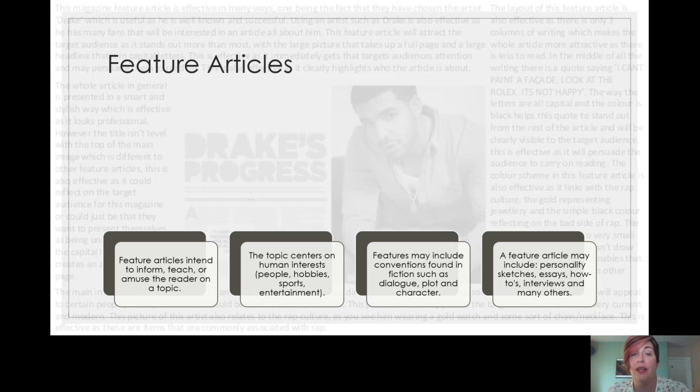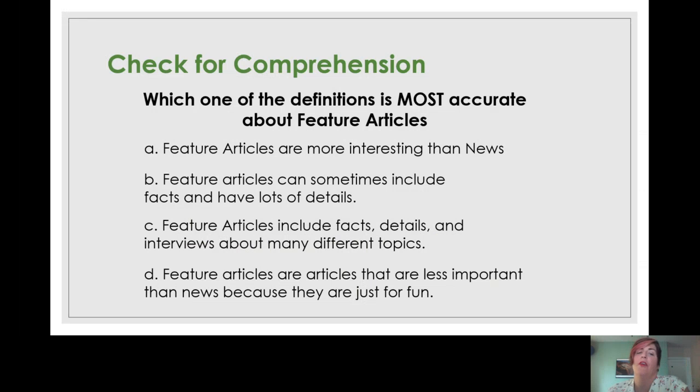So features, you're going to realize, and that's going to be the second half, there's a lot of different feature articles that you're going to find out about. So let's check for comprehension. Which one of these definitions is most accurate about feature articles? A, feature articles are more interesting than news. B, feature articles can sometimes include facts and have lots of details. C, feature articles include facts, details, and interviews about many different topics. Or D, feature articles are articles that are less important than news because they're just for fun. So take a second to look over.